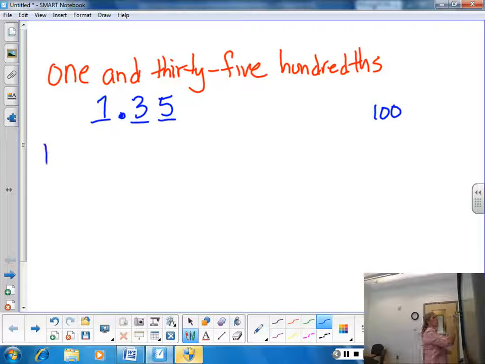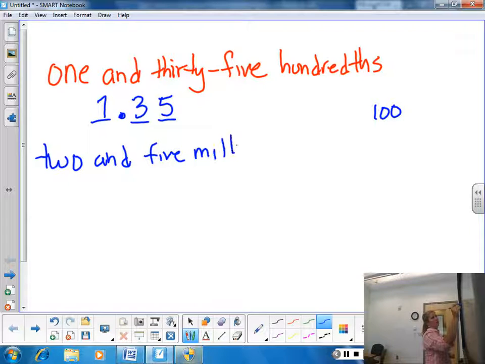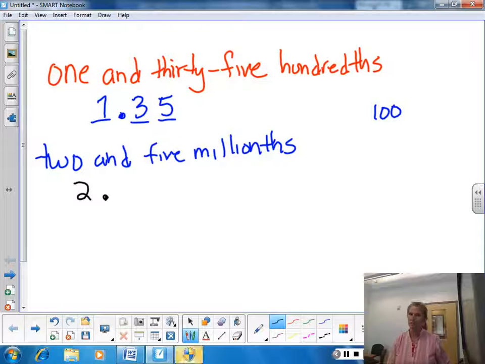What if I had 2 and 5 millionths? A little trickier because millions has a lot of places in it. 2 and that part, boom, you're going to get that down right away. The second part, where you're writing the decimal part, that's going to be harder. What does millions look like? Well, a million looks like this.